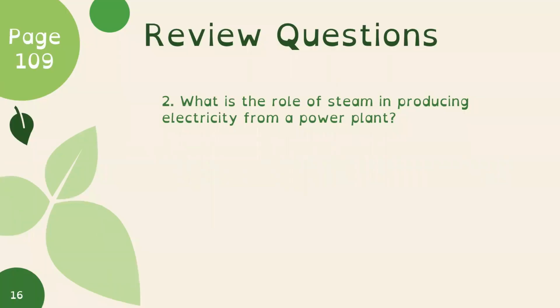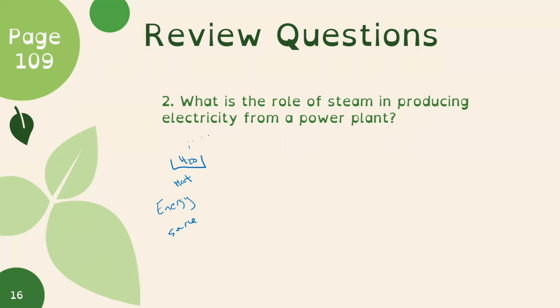So looking at the review questions, this one is on page 109, number 2. What is the role of steam for producing electricity from a power plant? So many of our energy sources work such that we have our energy source, and that could be coal, or has been coal, it could be natural gas, nuclear power, and so generally something that creates heat. Geothermal, so it heats water.